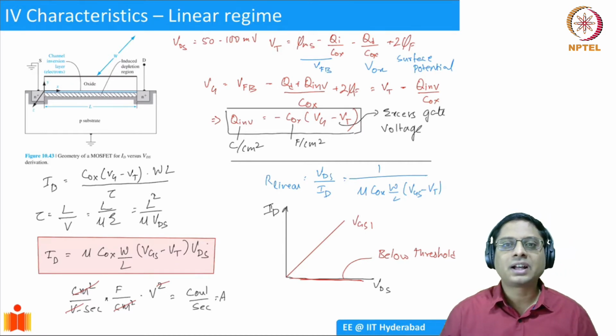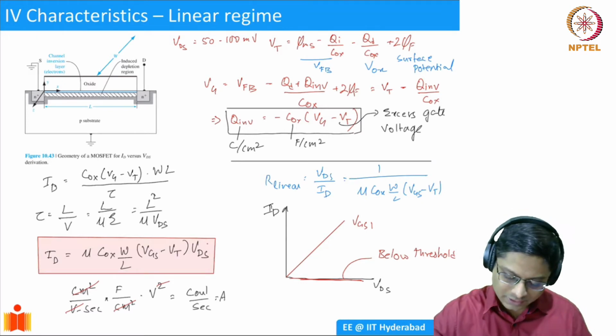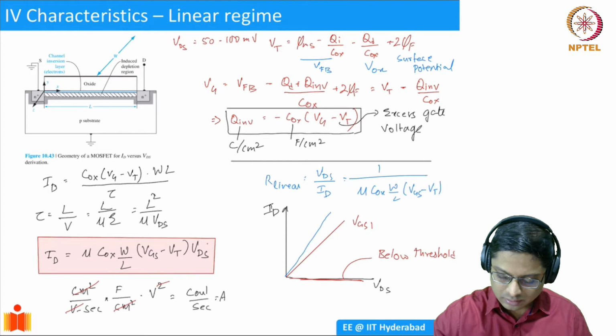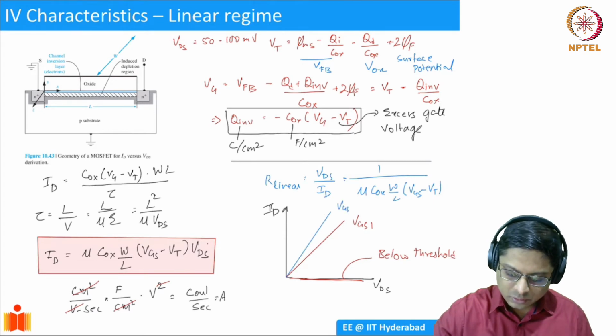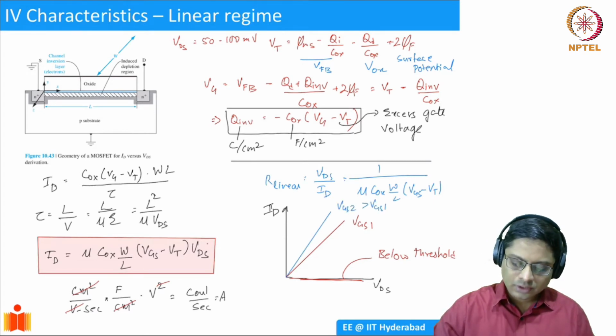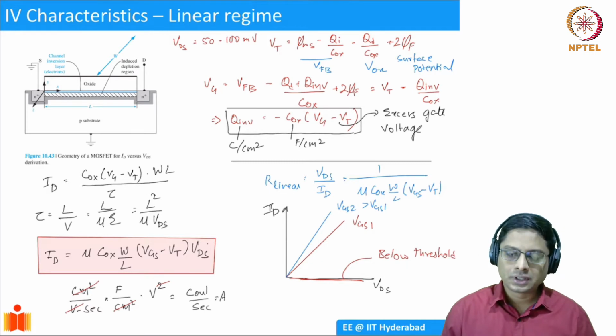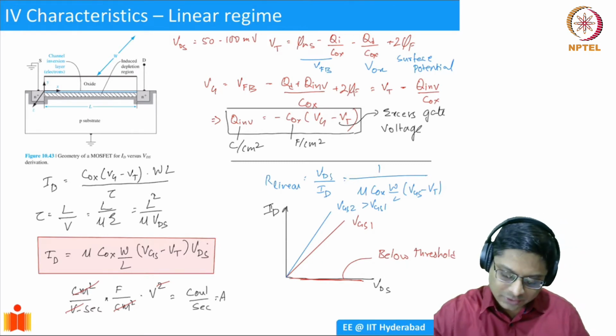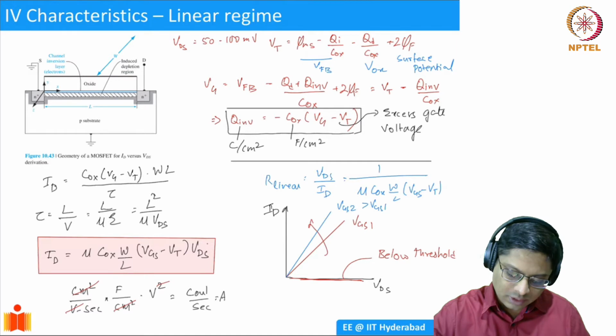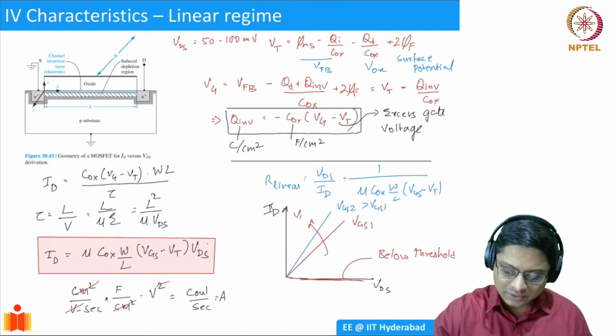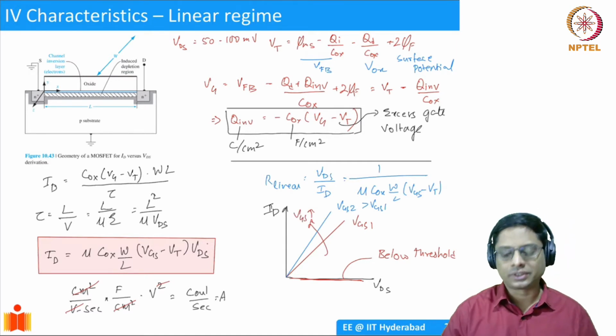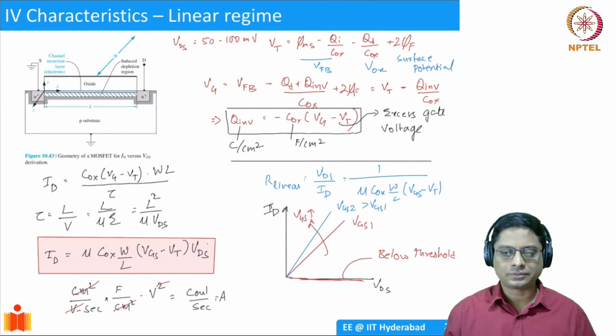Now, if you take an even higher gate voltage, you're going to increase the amount of inversion charge. Because of that, the resistance drops. So if I take another VGS, this will be VGS2 greater than VGS1. So the resistance drops, and because of that, at a particular VDS, you have current increasing. So as VGS increases, current increases. This is the linear regime of a MOSFET.